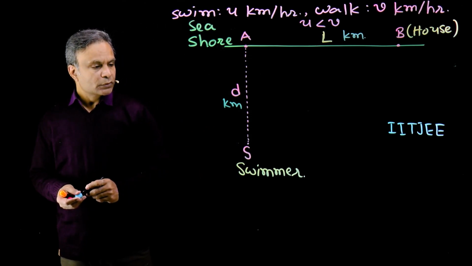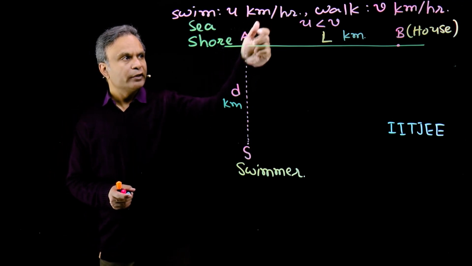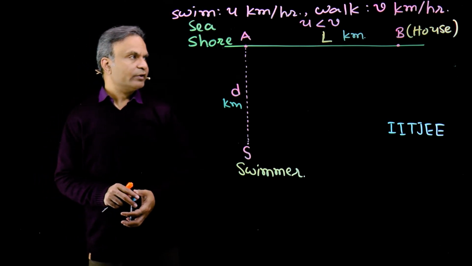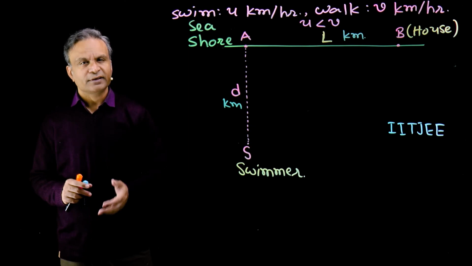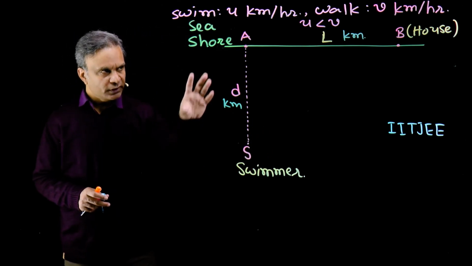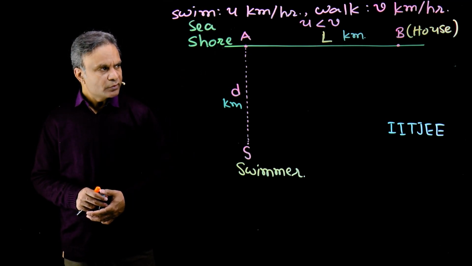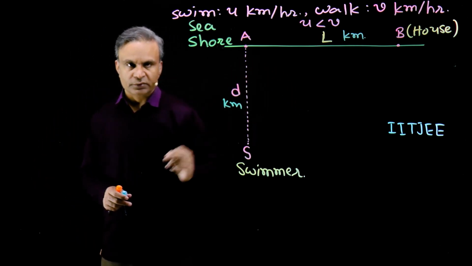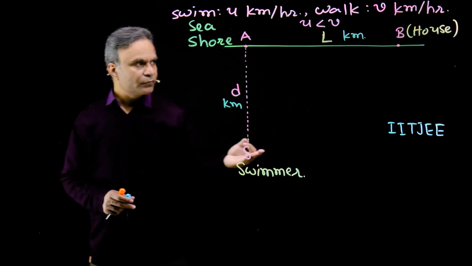Now S can swim with the speed of u kilometers per hour and can walk with the speed of v kilometers per hour. Here u is less than v. Mostly it happens, generally people's swimming speed is less than their walking speed. That is given here. Now the swimmer wants to reach his house in the shortest possible time.